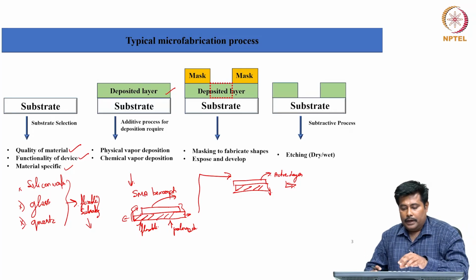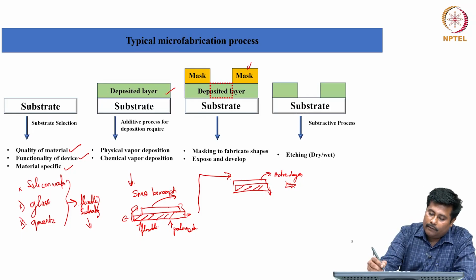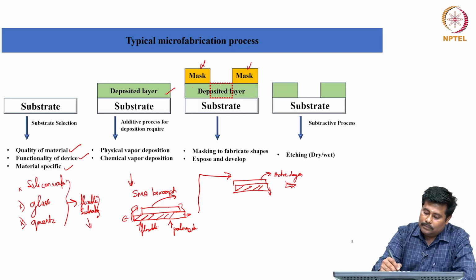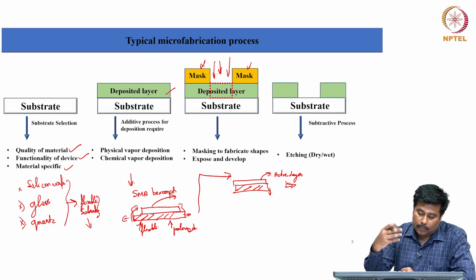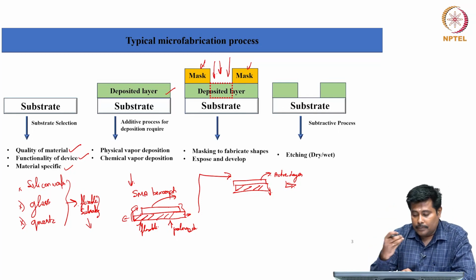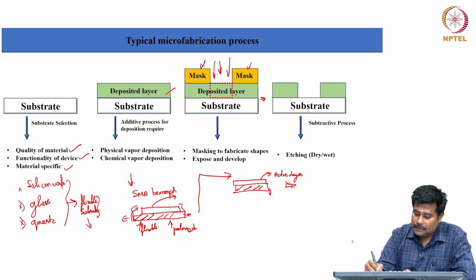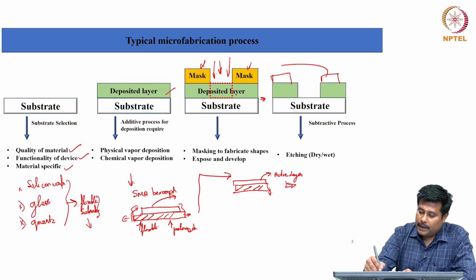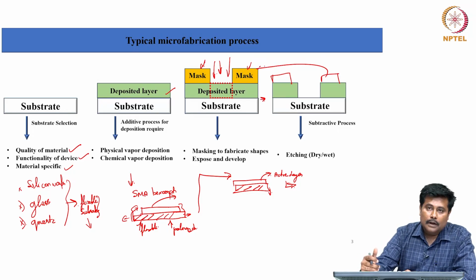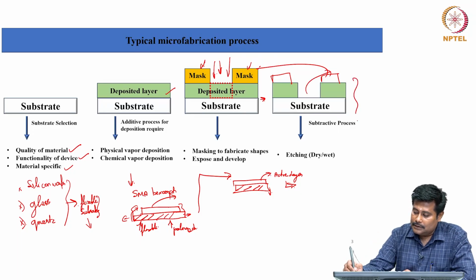Now if I need to create certain features on this deposited layer, we may need a kind of masking placed over here. These masks are placed, and then we expose these layers to light, or it might be a laser, or a kind of mechanical machining, where the deposited layers can be efficiently removed. Ideally, if I want to create a feature like this, the mask placed over here will protect the deposited layer below it, and then we get the final features we are looking for.